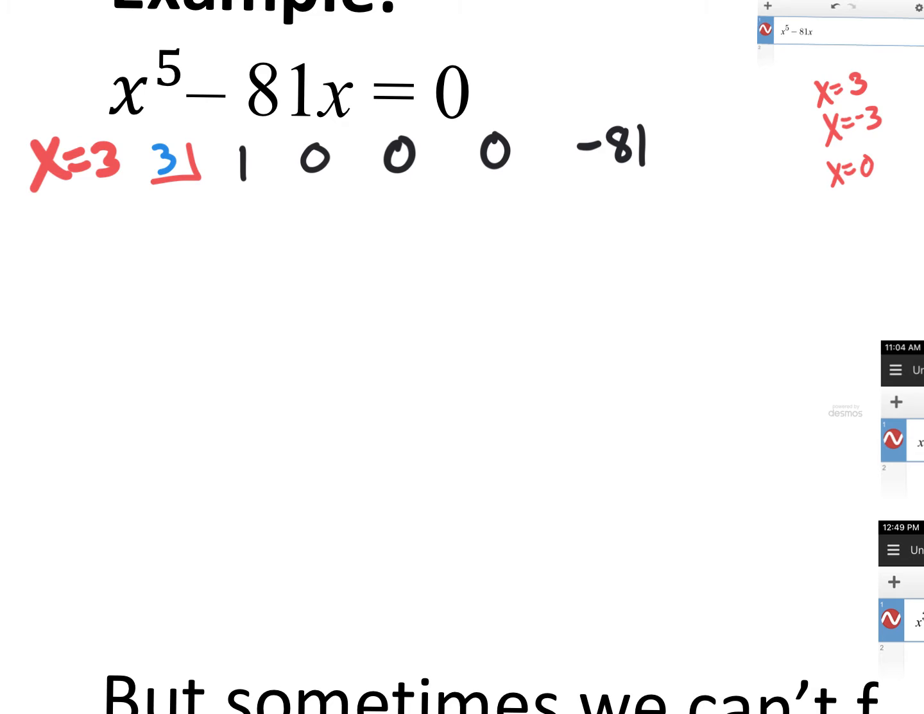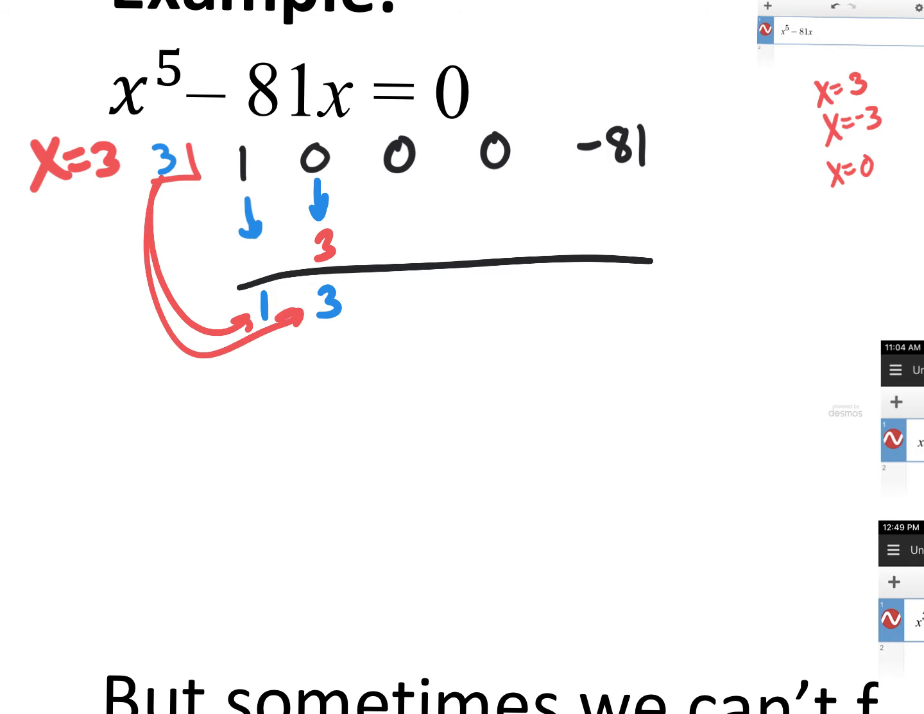Anyways, we know that an answer, when you plug it in, should give you the remainder 0 because it's a factor if you were to write it in factored form. So what we're going to do here is do synthetic substitution. As you go down, you combine. 1 plus nothing is 1. As you go up, you multiply. 3 times 1 is 3. As you go down, you combine. 0 plus 3 is 3. As you go up, multiply. 3 times 3 is 9.